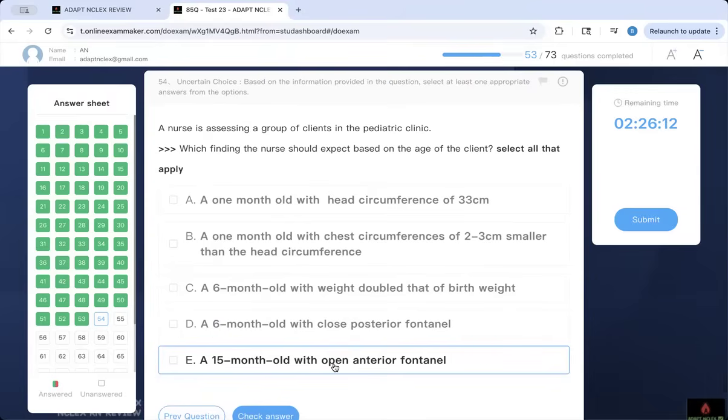And this is assessed in a group of clients in the pediatric clinic. Which finding should the nurse expect based on the age of the client? These are growth, development and milestones. What do you expect? A 1 month old, his head circumference is 33. Is that normal? A 1 month old, his chest circumference is 2 to 3 centimeters smaller than the head circumference. A 6 month old with weight double that of his birth. A 6 month old with the closed posterior fontanelle. And a 15 month old with the open anterior fontanelle. Newborn physical exams. What do you think? If you don't know this, it's okay, we'll learn it. But don't over-select. Pick those that you're 100% confident.